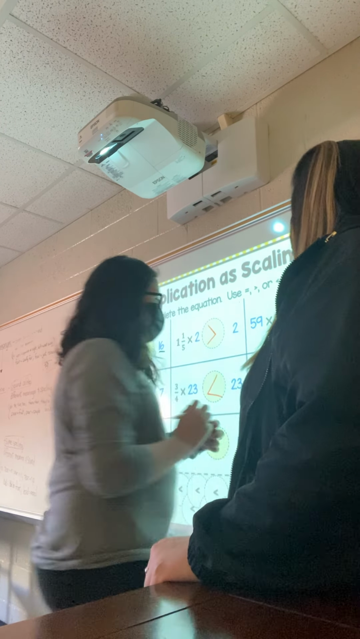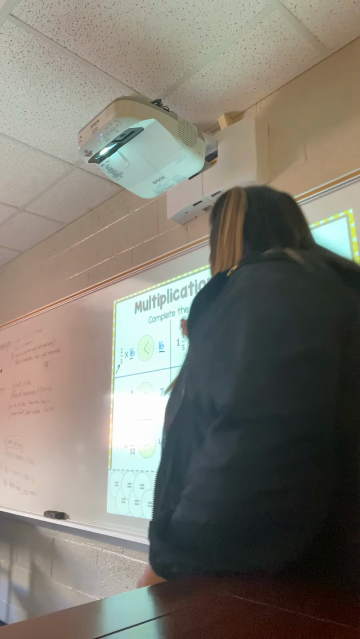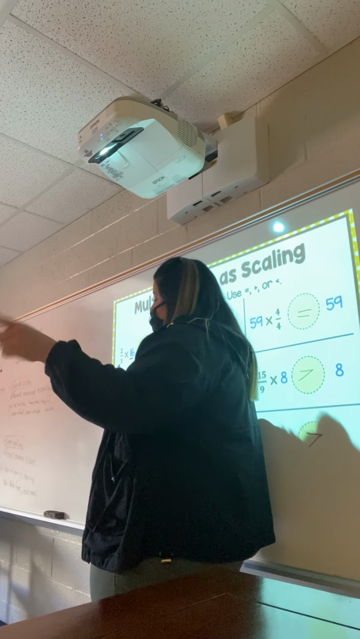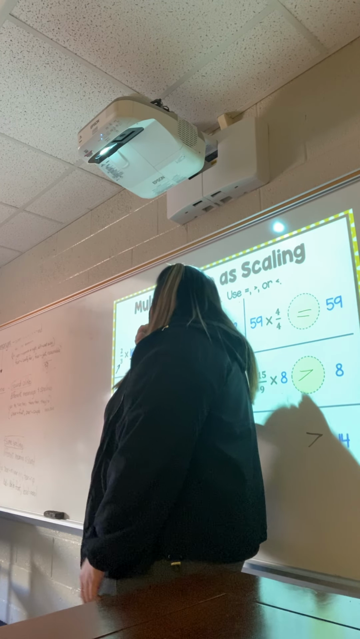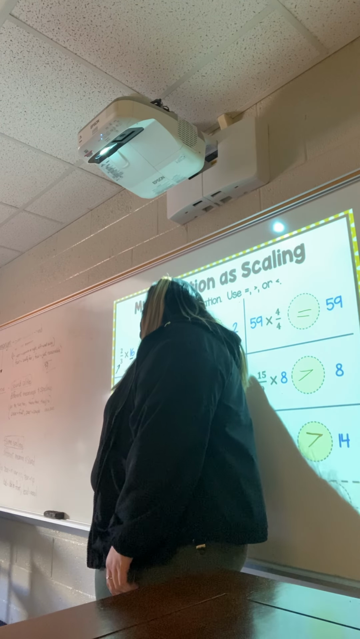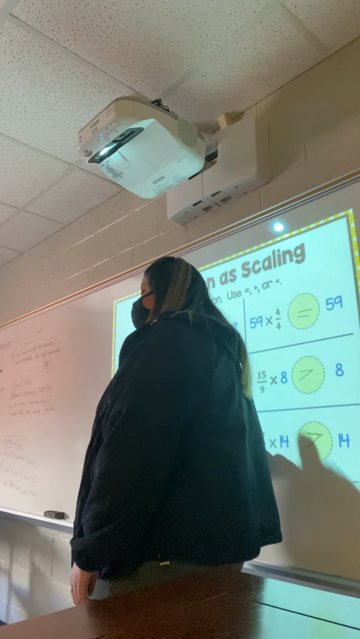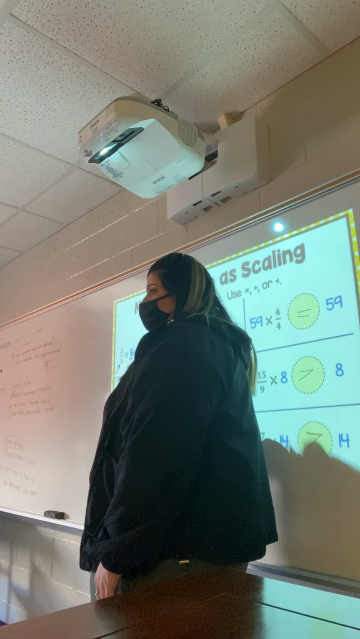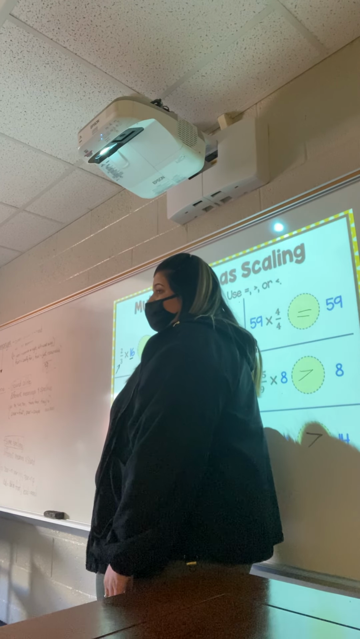Okay, Emma, let's look at this one. Is this correct? It's equal to. 7 times 9/9 is equal to 7. Yes. Why is that correct? Because 9/9 equals 1. Exactly. Riley, 44 times 12/12 is equal to 44. Is that correct? Why? Because 12/12 equals 1 whole.